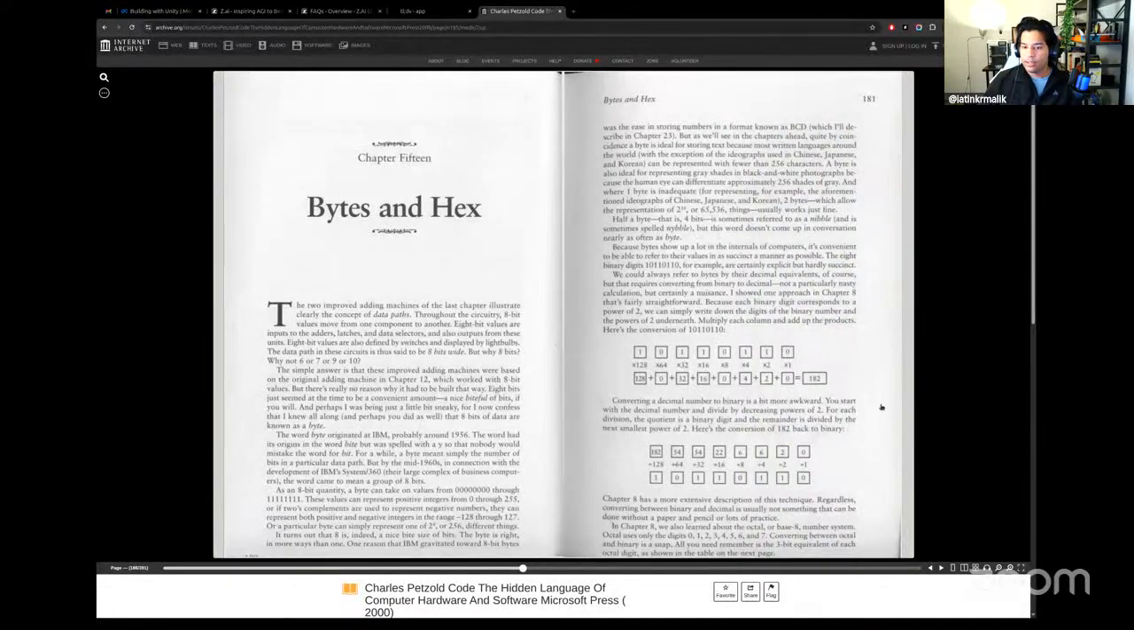Binary is a bit more awkward. You basically start with the decimal number and divide with the decreasing power of 2. For each division, the quotient is a binary digit and the remainder is divided by the next smallest power of 2. Here is the conversion of 182 back to binary.